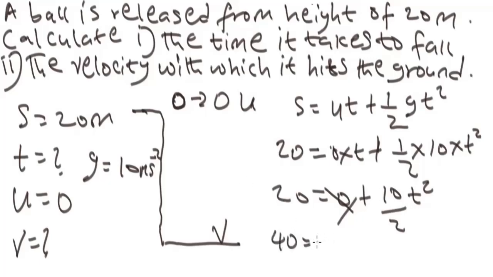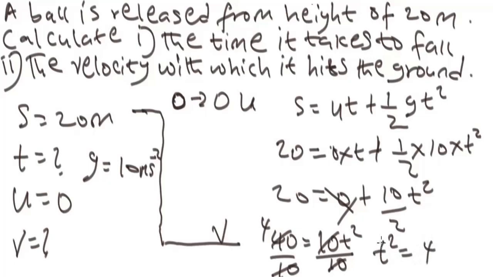equals 10 t square. Divide both sides by 10, and you have t square equals 4. To make t the subject of the formula, you take the square root of both sides. The square root of 4 is 2, so our time t equals 2 seconds. This will be the time.